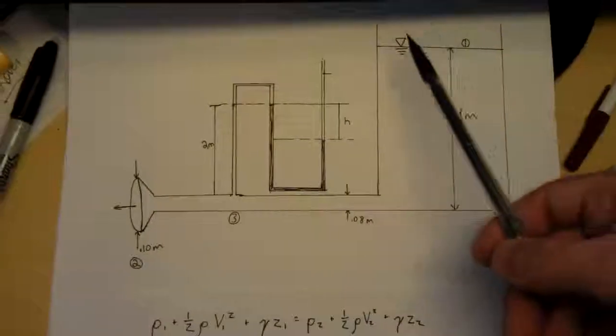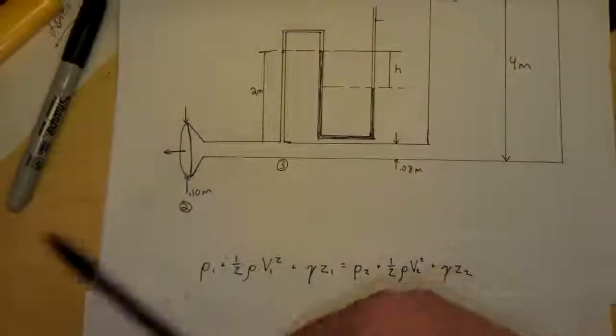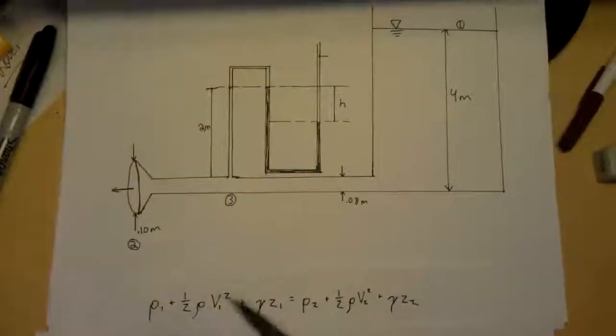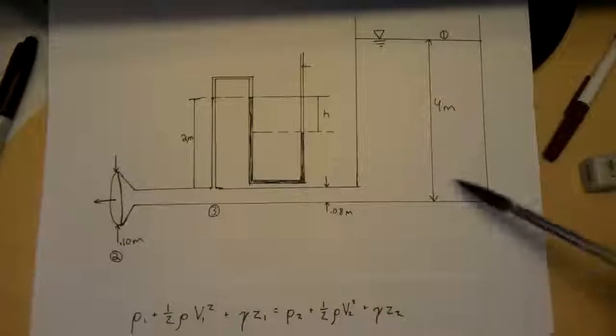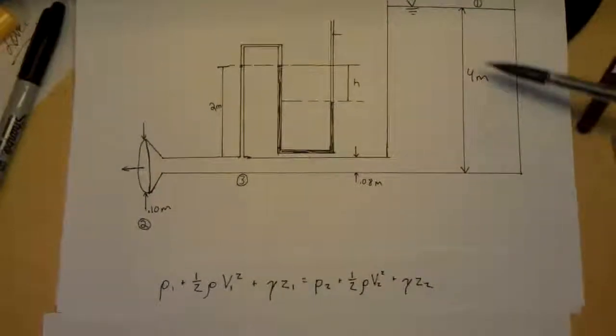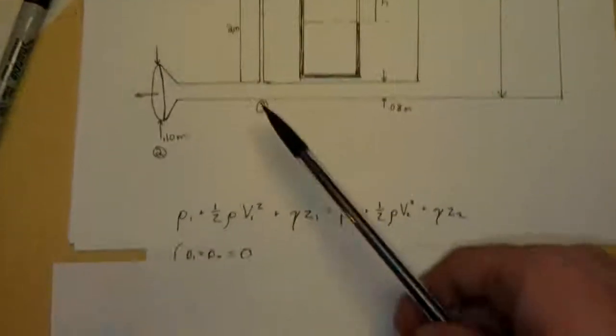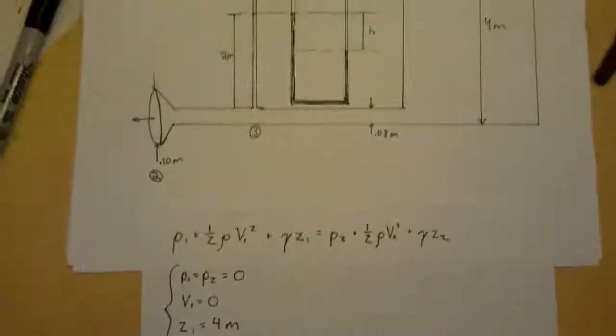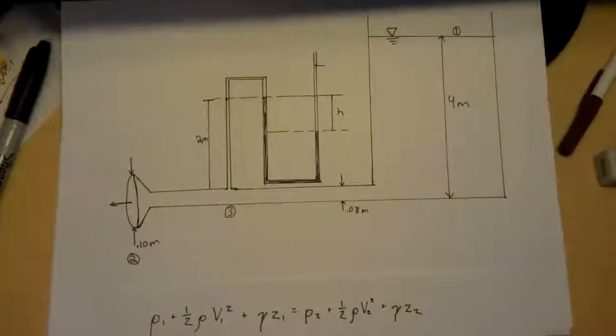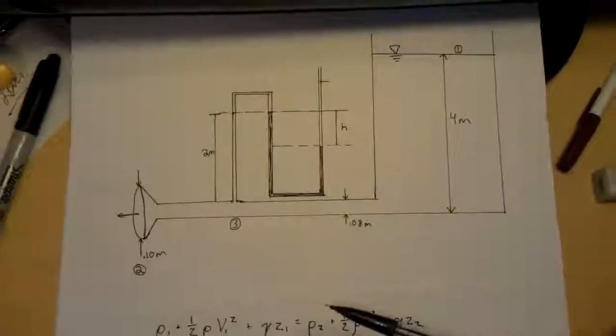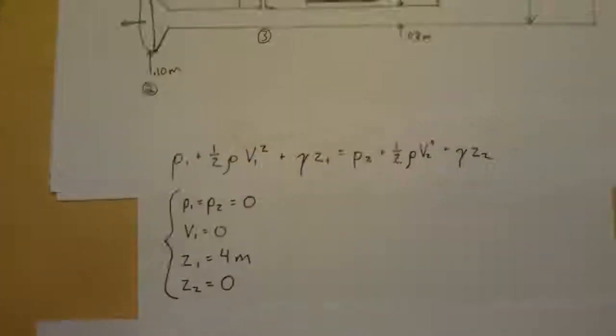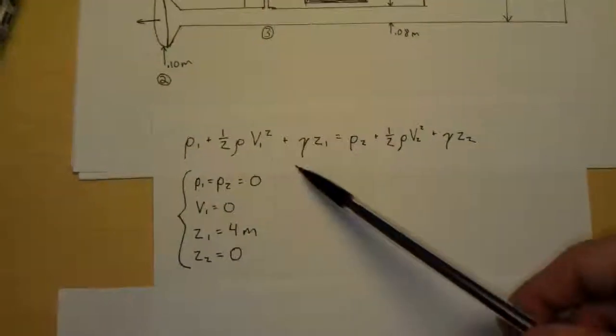We know at P2 it's also 0 because it's a free jet, and then we know Z1 is 4 meters, as you can see by the height, and Z2 is 0 because it's at the bottom. And then we also know that V1, the velocity at point 1, is 0, again because it's at the free surface. You can see our givens shown right here.